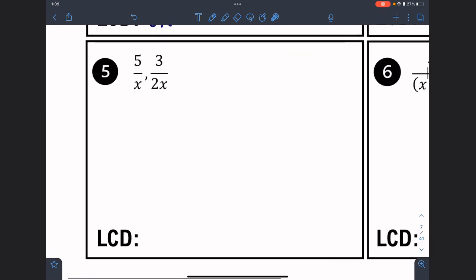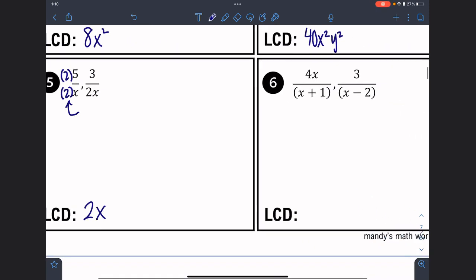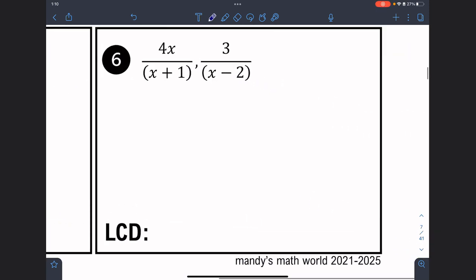All right, so the next one. This one, hopefully, you can see very easily here. I have one denominator of x, one of 2x. I want them to look the same. So what could I multiply this first one by? By 2, right? If I multiply both of these by 2, top and bottom, I now have 2x and 2x. So what is that least common denominator?